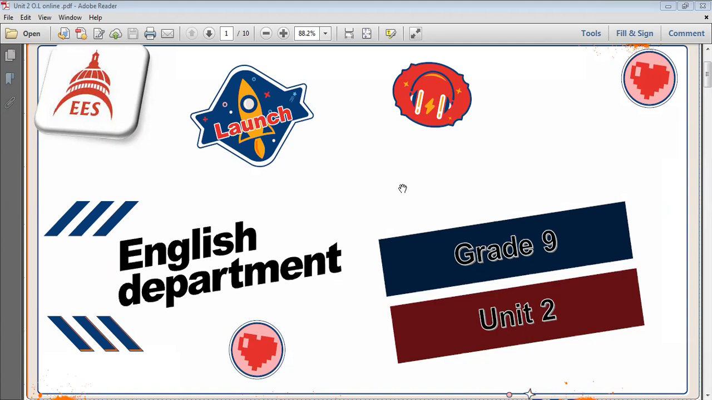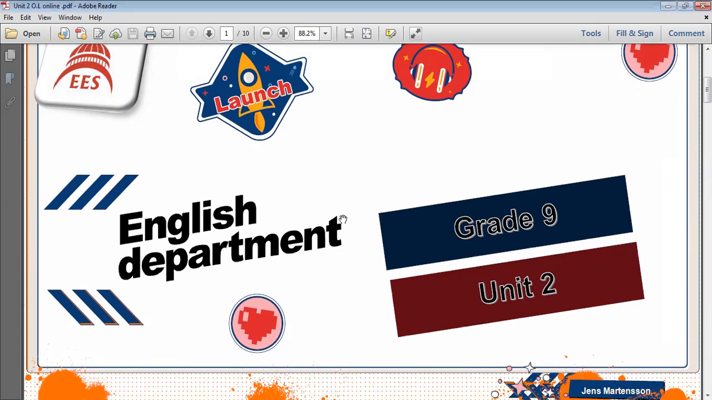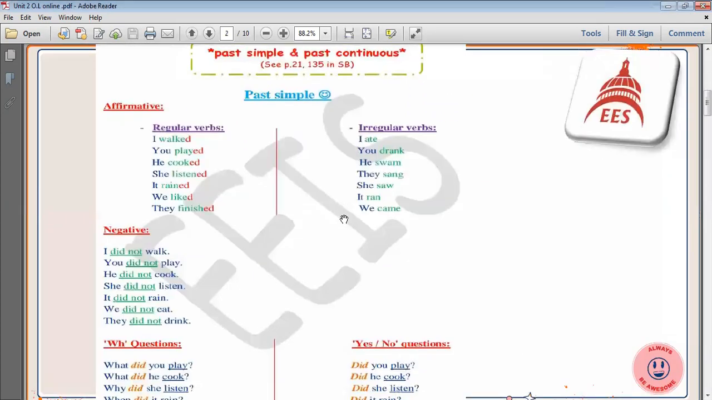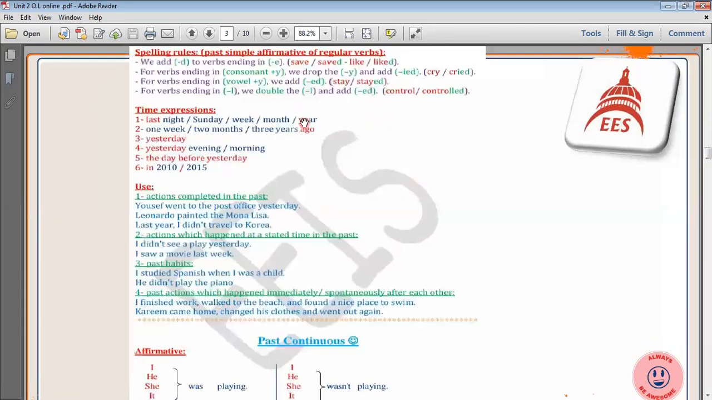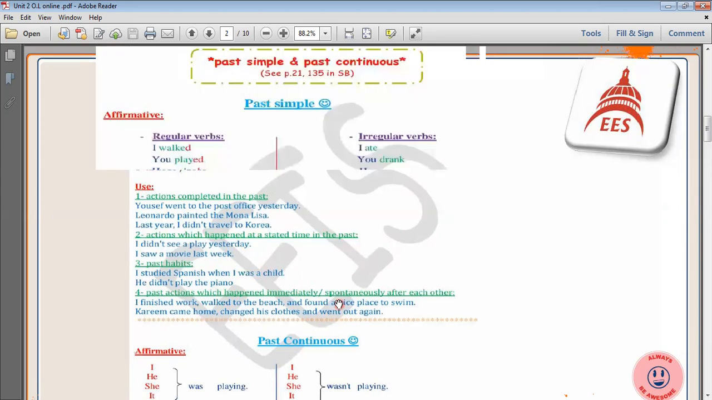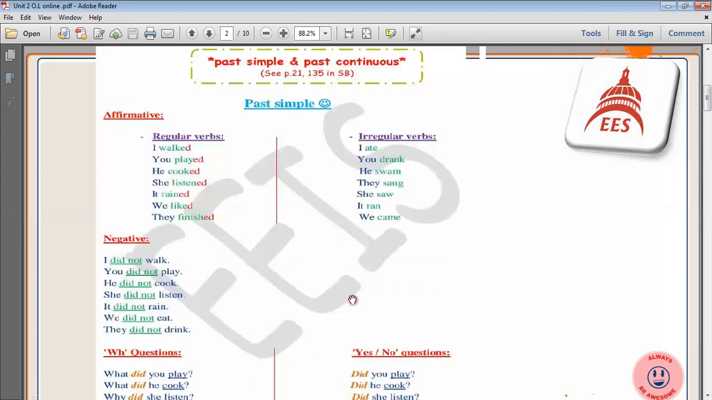Inshallah, today we are going to complete Unit 2 OL, and it's going to be a grammar session. Okay, so in today's session, we are going to talk about two tenses, the past simple, and we will also talk about the past continuous. I believe that we have studied them before many times. So let's consider this session as like revising both tenses.